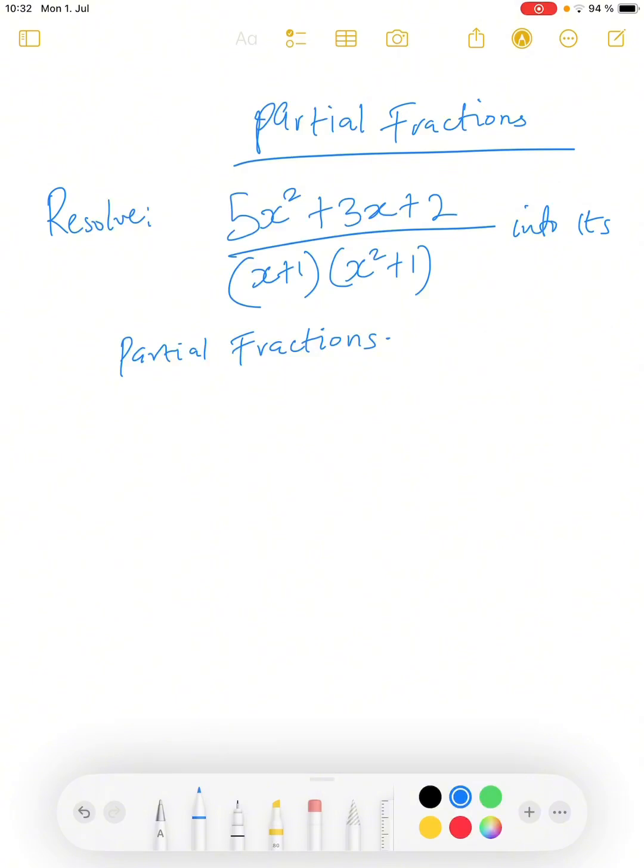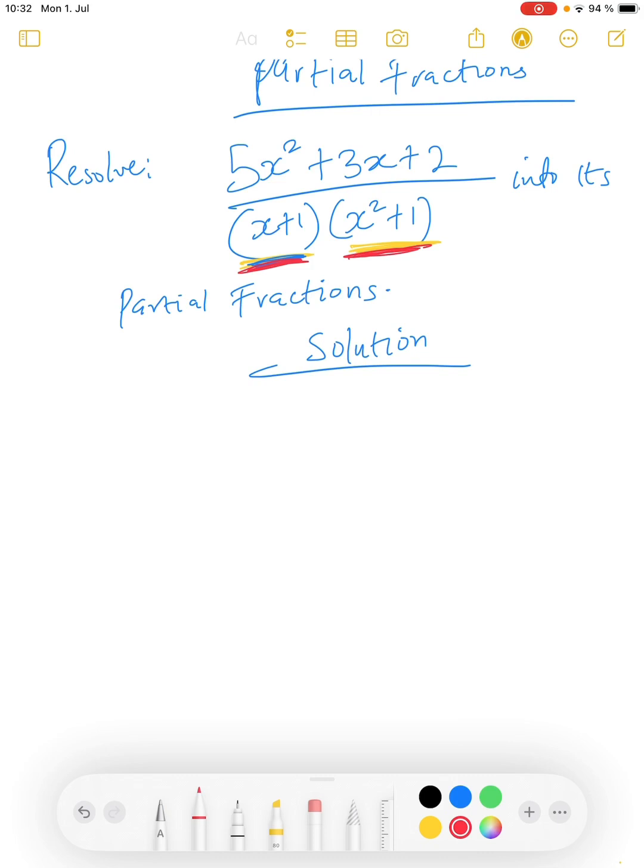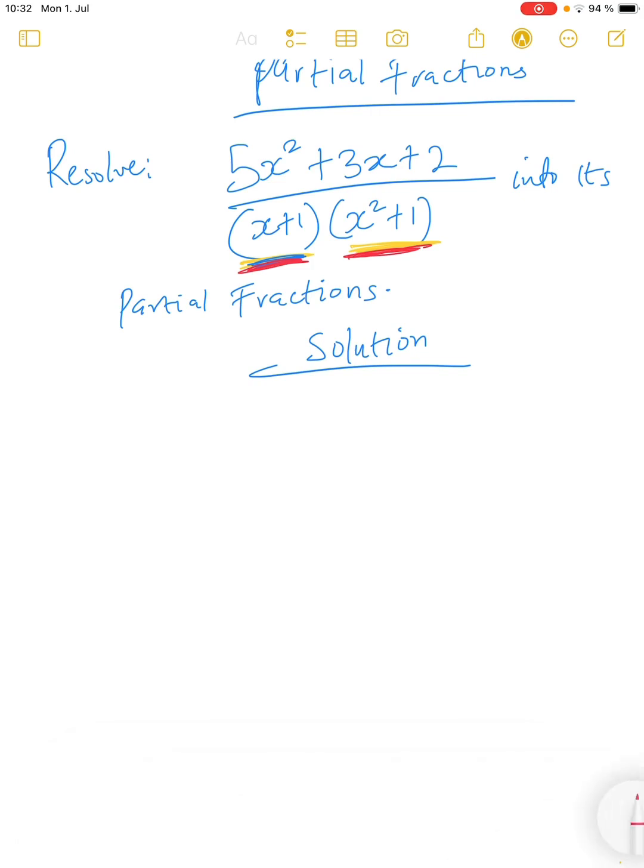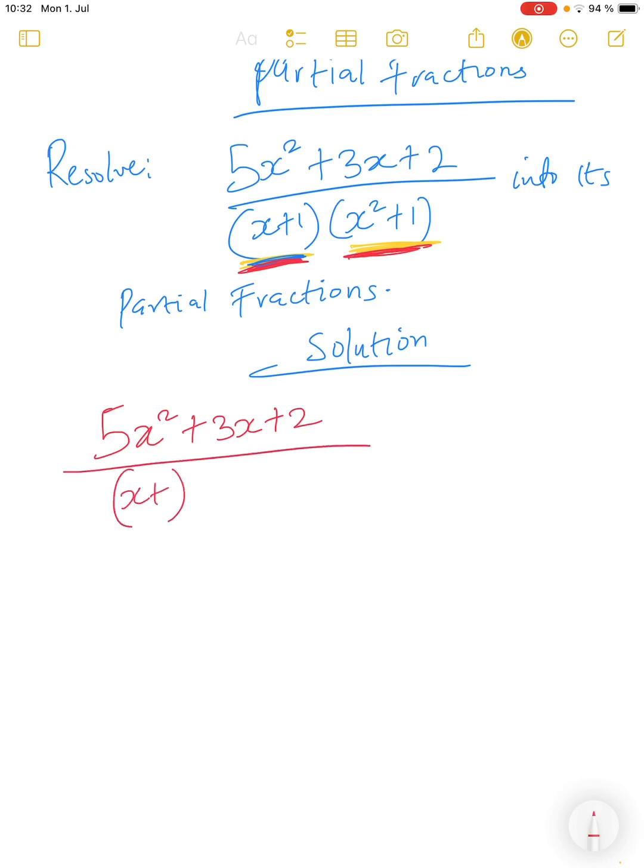Let's go there. Today we are going to look at another example which involves the use of one linear and one quadratic factor. So to resolve this, we have (5x squared plus 3x plus 2) all over (x plus 1)(x squared plus 1). So we have this equal to, recall our first example, a over x plus 1 plus bx plus c all over x squared plus 1.